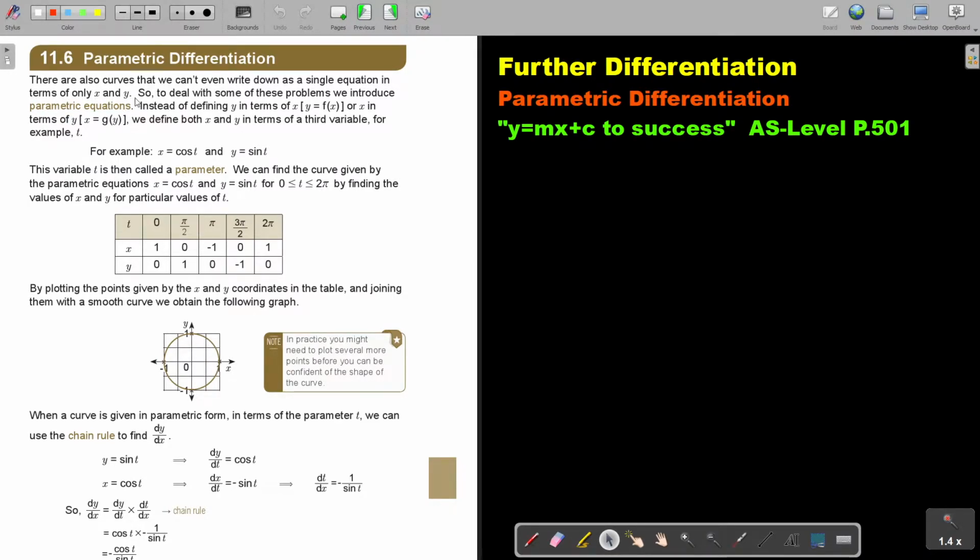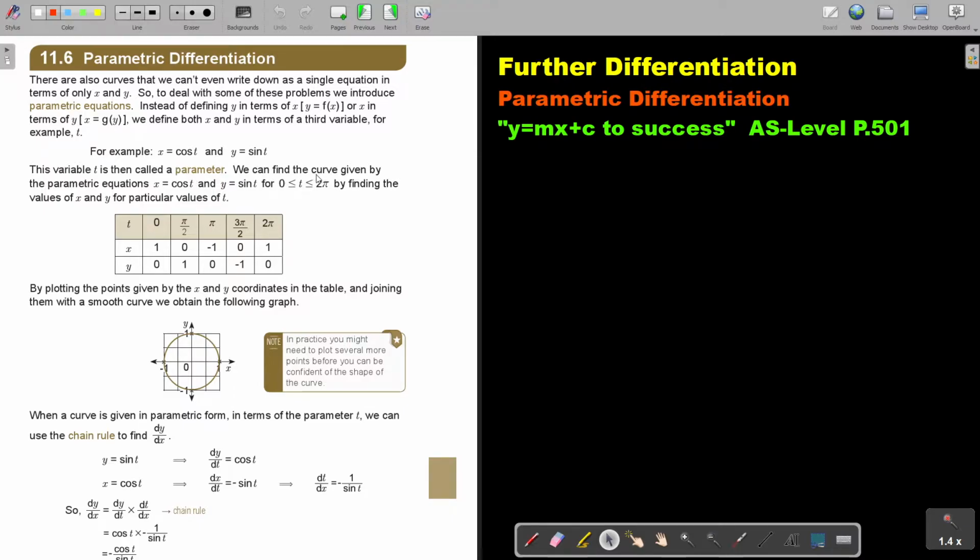x and y. So to deal with some of these problems, we introduce parametric equations. Instead of defining y in terms of x or x in terms of y, we define both x and y in terms of a third variable, for example, t. Okay, so this is an example. x equals cos t and y equals sin t. This variable t is then called a parameter.